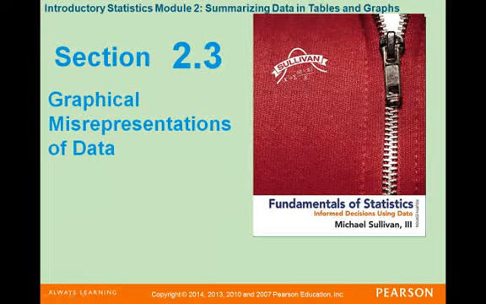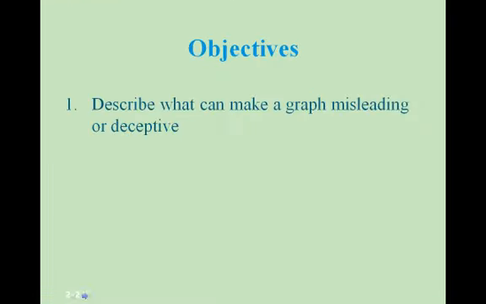Section 2.3 Graphical Misrepresentations of Data. This is the objective we'll look at in this section. We want to describe what can make a graph misleading or deceptive.